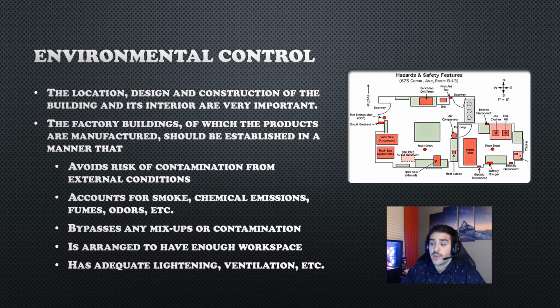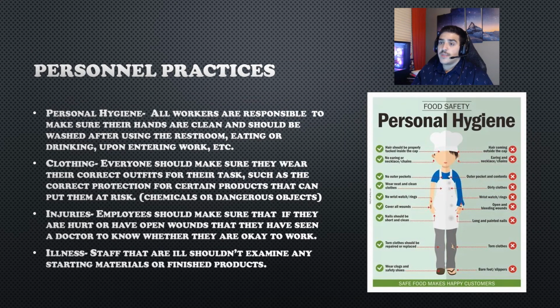Same with not having enough workspace. You want to make sure that there's enough room for all of the equipment so that everybody's working comfortably and safely. And in this picture is a hazards and safety features diagram, which is basically a layout of a factory and just showing how everything is set up nice and neat and organized with enough space, and shows the doorways and the different stations, etc., to make products. The next procedure would be personal practices.